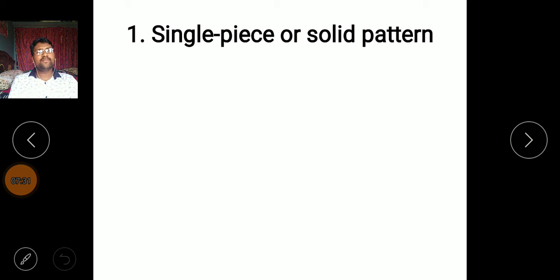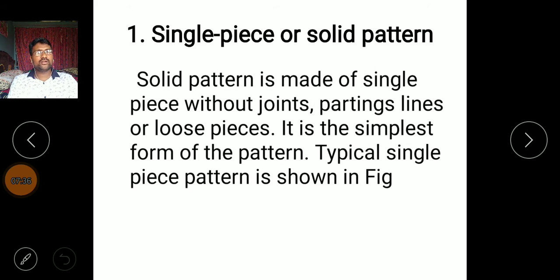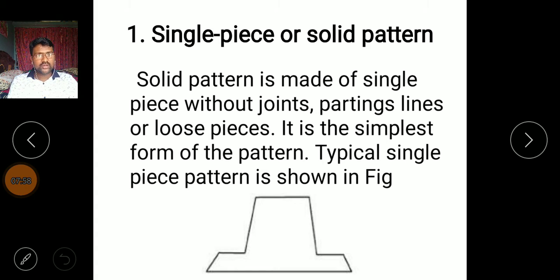First, coming to single piece or solid pattern. It consists of only a single part. The name itself makes it clear. It is easy to place and remove the pattern from the mold, and it is easy to design and make. The simplest form of single piece pattern is shown in the diagram. It consists of only a single object. It is used for manufacturing a simple casting product.